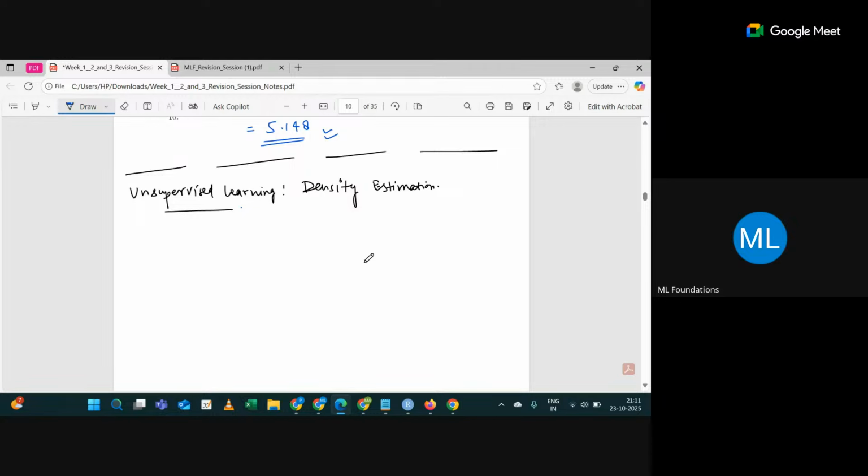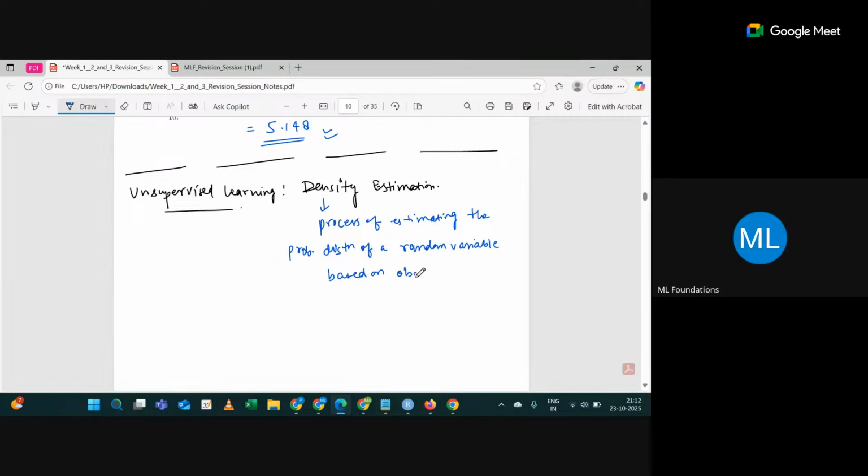Okay. So basically, this density estimation is the process of estimating the probability distribution, right? If I write, this is the process of estimating the probability distribution of a random variable based on observed data, right?